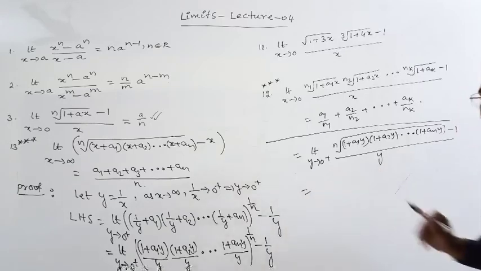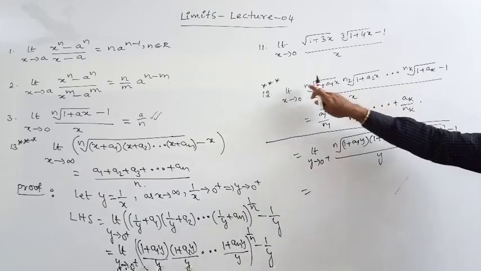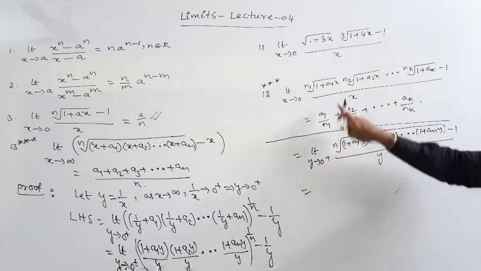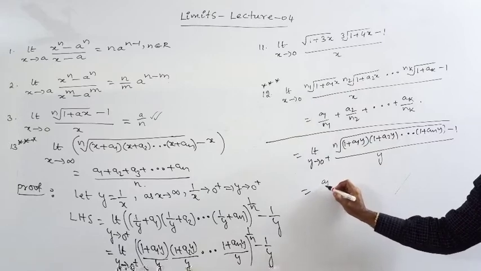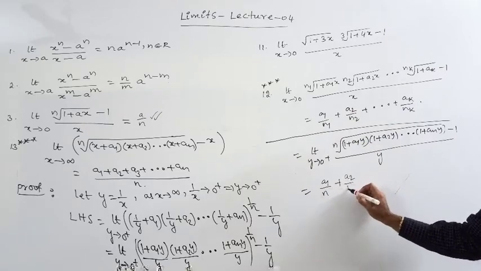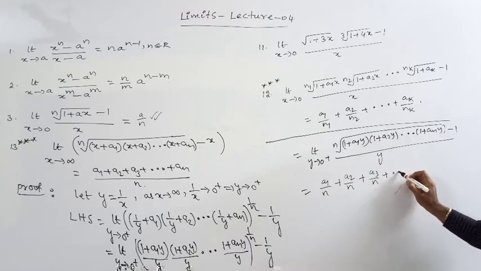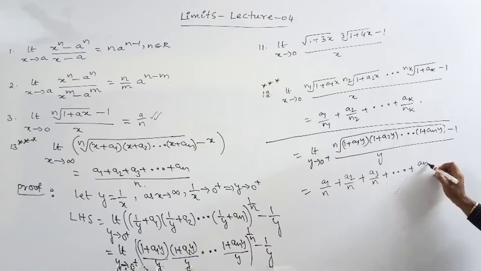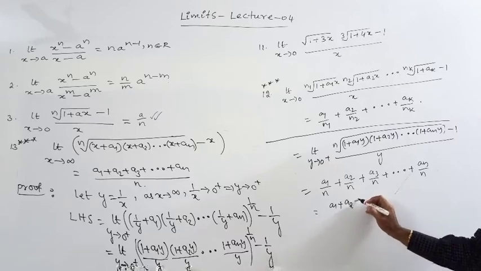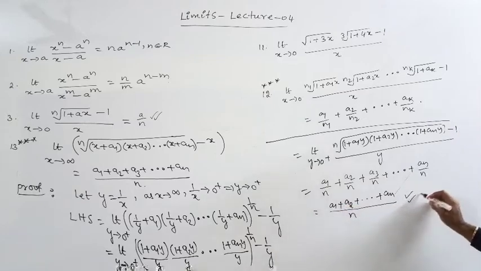This formula is the same as this one, remember. Here n1, n2, n3 all are the same, all are n. So a1 by n plus a2 by n plus a3 by n, at last an by n. So you will get a1 plus a2 plus and so on plus an, by n. That's proved. You write down.